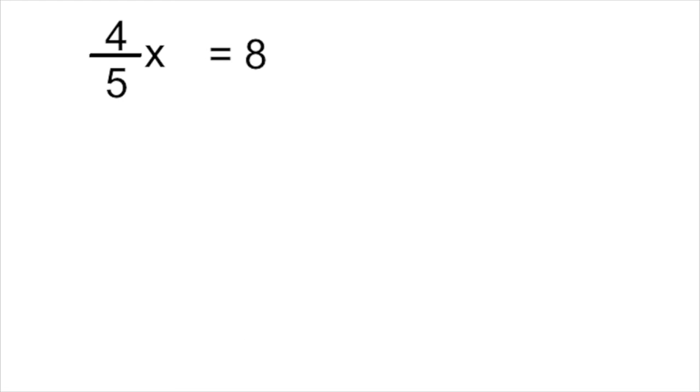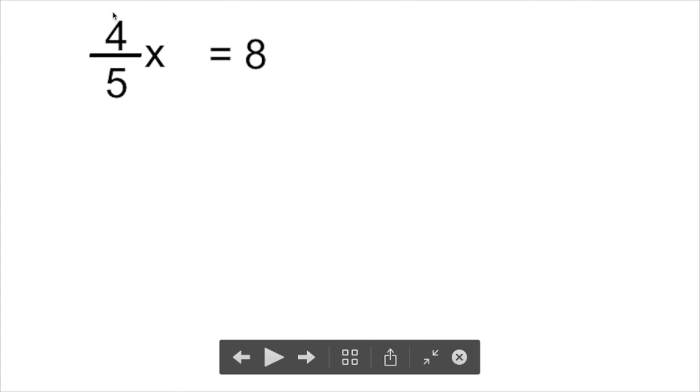Here's a third example. 4 over 5x equals 8. Now you might see this and think, well, is that one or two operations? Well, it's two, because what we have here is 4 times x divided by 5. So there's two things happening. We're multiplying and we're dividing. So you can rewrite this as 4 times x over 5. Right? And you think of fraction multiplication, you think x is just a number, so it's x over 1, 4 times x, 5 times 1, 4x over 5 equals 8.